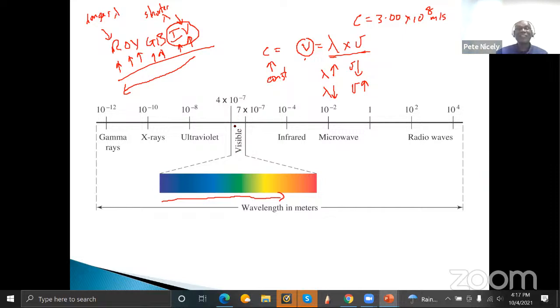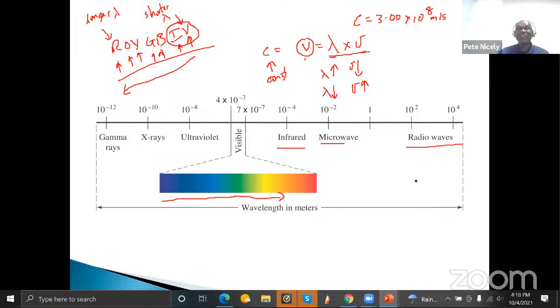Okay, then just beyond the visible range, you have what is known as the infrared type of radiation, followed by microwave, and then you have the higher wavelength radio waves above, all right? So that's basically the electromagnetic spectrum in a nutshell.